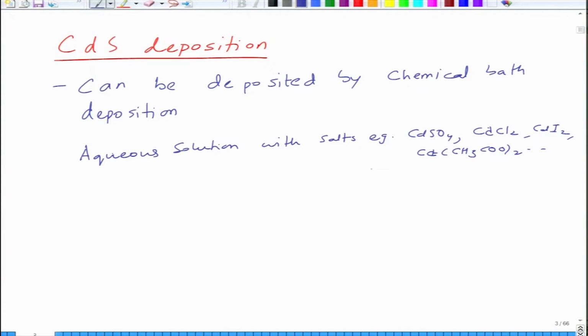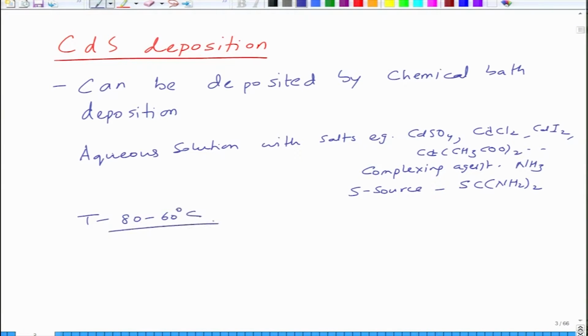Then we use a complexing agent, ammonia, and the sulfur source is essentially thiourea, that is SC(NH2)2. These are stirred in a chamber, and you put a substrate there, and you can deposit at a certain temperature, about 60 to 80 degrees centigrade. At this temperature the reaction occurs, and the reaction rate can be controlled by things like temperature and concentration of the salts, which you have to optimize, and this leads to deposition of cadmium sulphide.